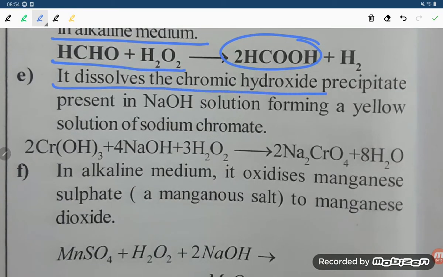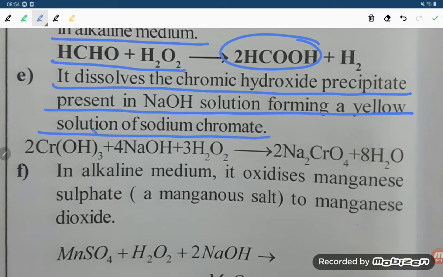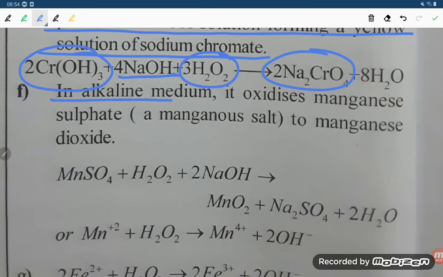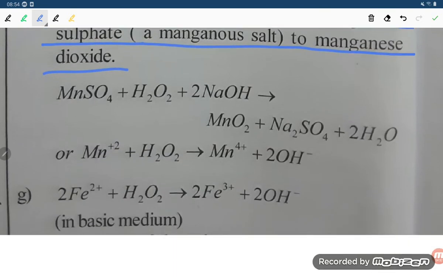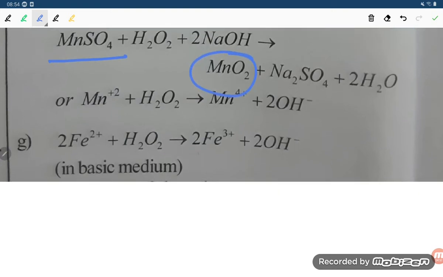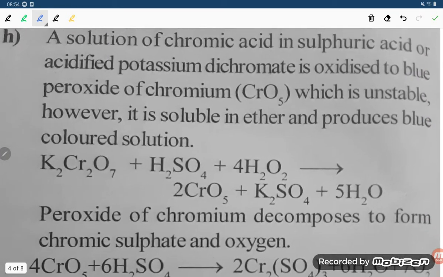It dissolves the chromic hydroxide precipitate present in NaOH solution, forming a yellow solution of sodium chromate. So this is chromic hydroxide in alkaline solution giving sodium chromate. In alkaline medium, it oxidizes manganese sulfate, a manganese salt, to manganese dioxide. So MnSO4 is oxidized to MnO2, that is Mn2+ to Mn4+, and Fe2+ to Fe3+ in basic medium.